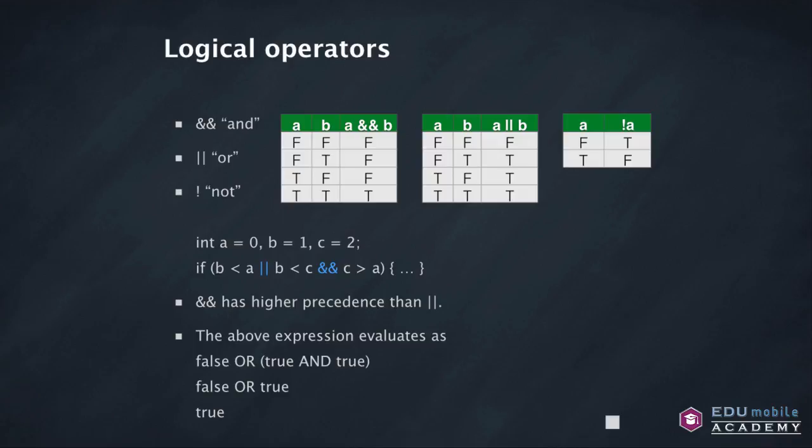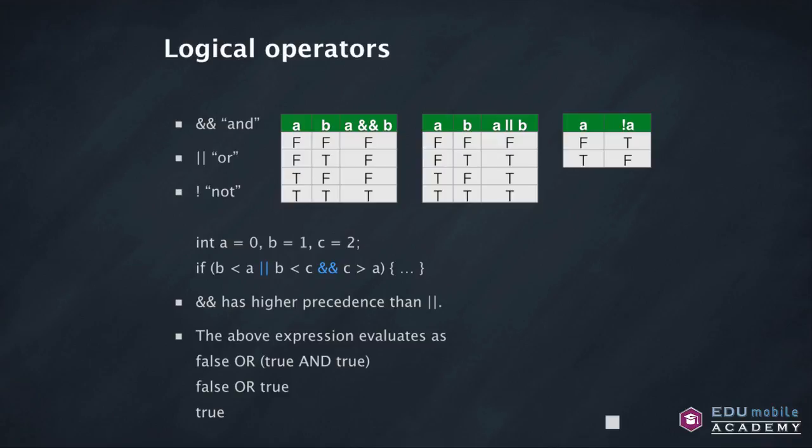So here's an example. We have an int A, B, and C. A is 0, B is 1, C is 2. If B is less than A, or B is less than C, and C is greater than A, do something. So and has higher precedence than or. Keep that in mind. This will not execute from right to left, as you may expect, and in this case it really doesn't matter, but in some cases it does. So and will execute before the or.